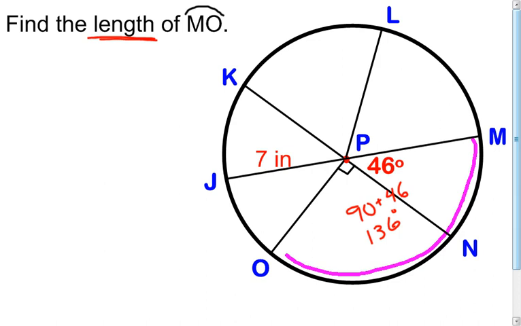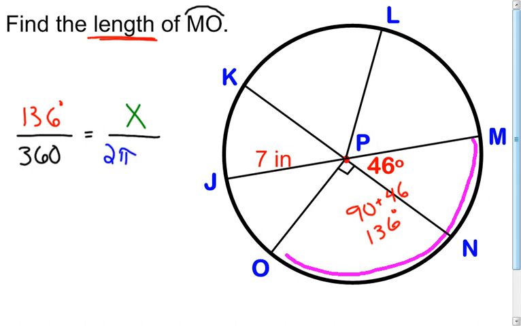Now, go back to that little formula. It said if I took the measure of the arc in the numerator, divided it by 360, well, I can put this in because I know the measure of the arc is 136 degrees. And it's going to equal then the length of the arc, which I'm just going to call x because I don't know it, divided by the circumference. Well, circumference, I have that circumference formula, which is equal to 2 times pi times r. So 2 times pi, and it says that my radius here is 7 inches. So I have everything that I need to know to calculate the length of this arc.